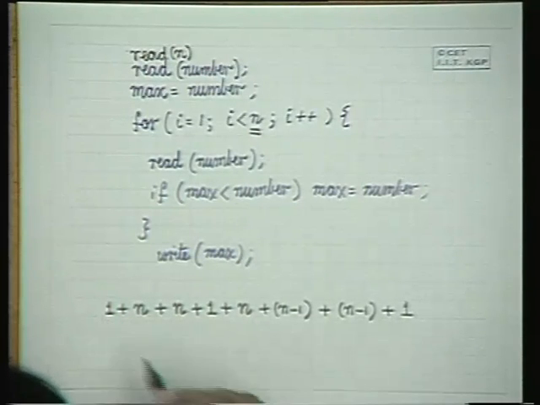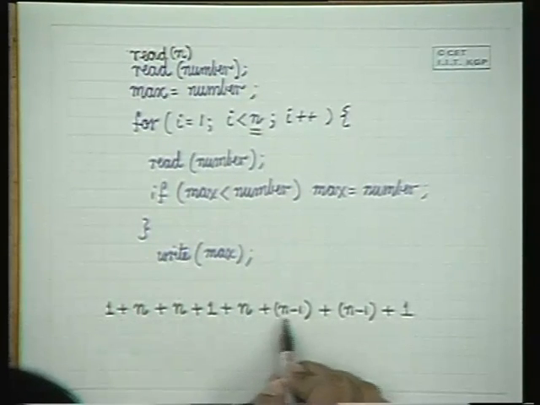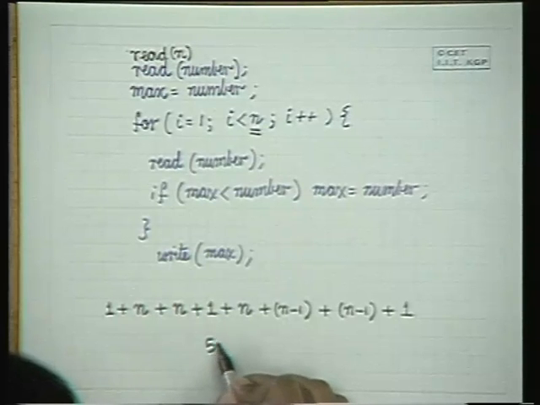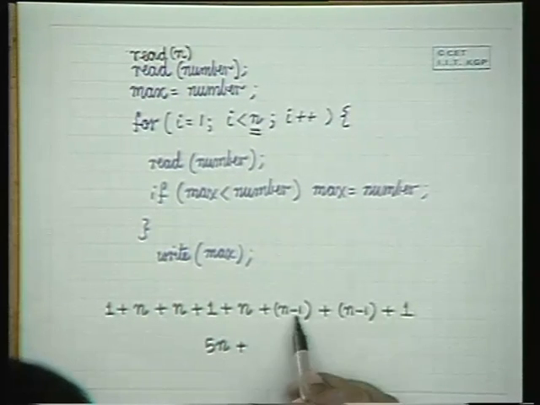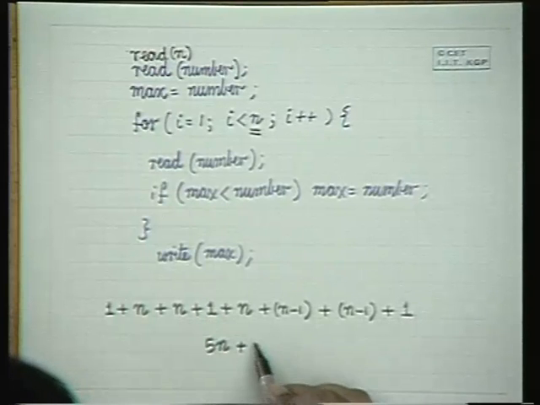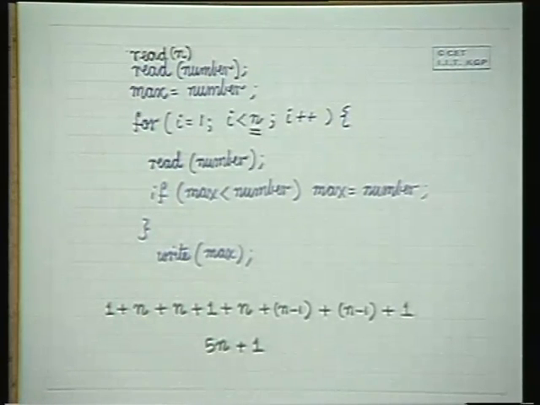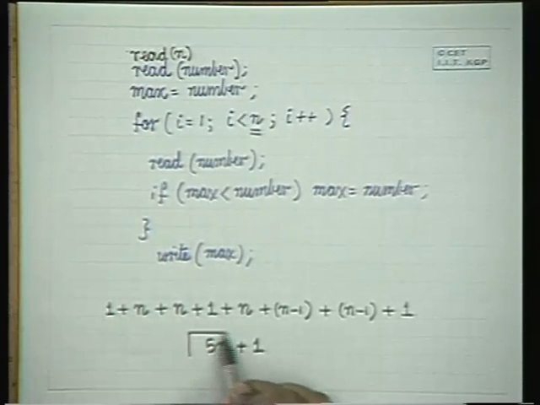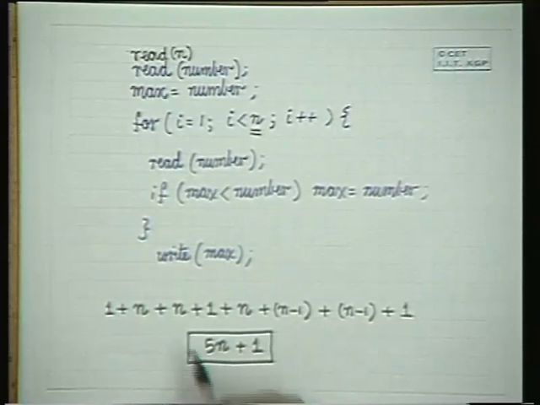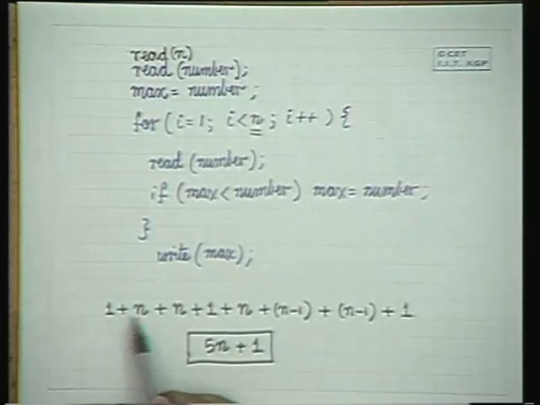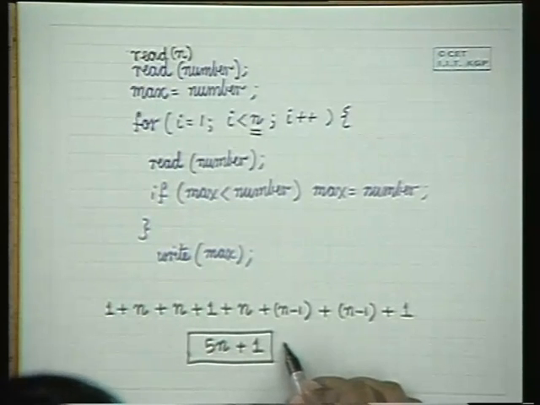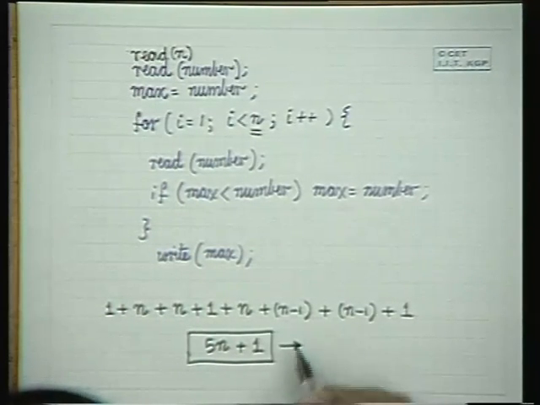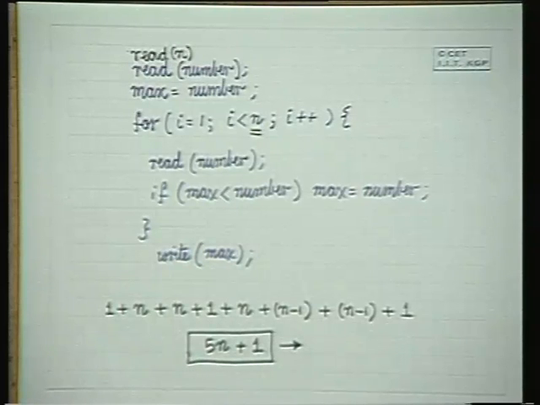So what do we get? We get 1, 2, 3, 5n minus or plus 1. This is an approximation that we have obtained. The approximation is by making these statements all unit time. And we say that this is the time complexity of this algorithm.